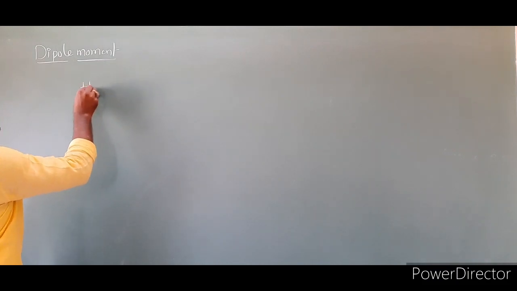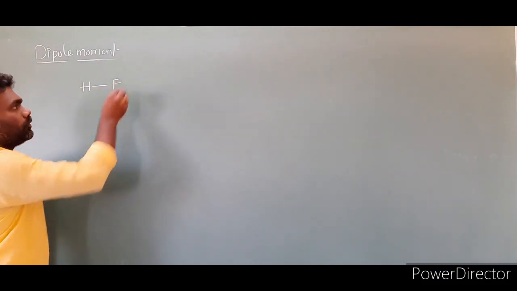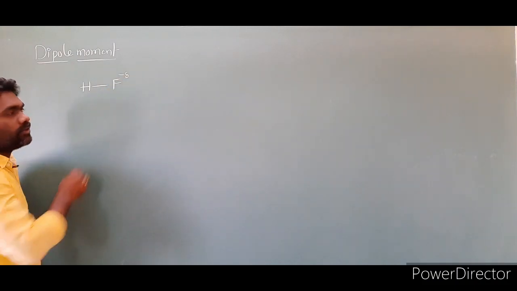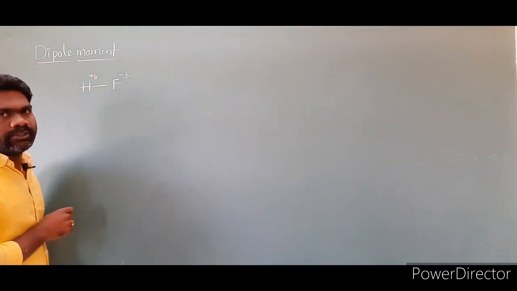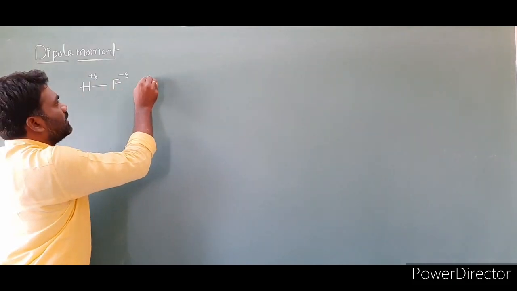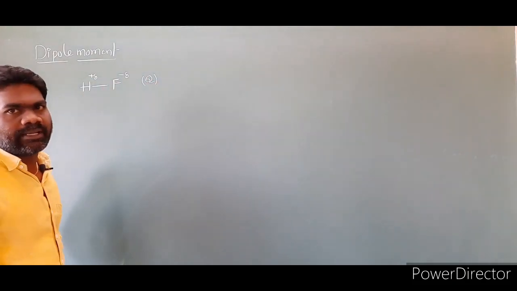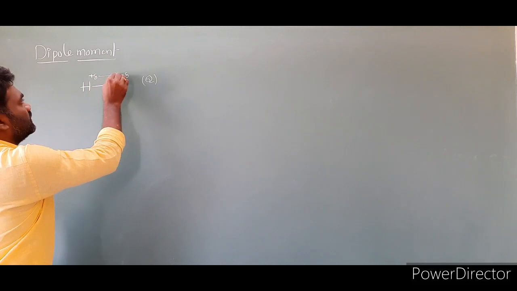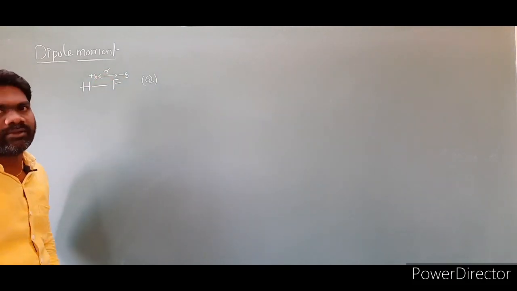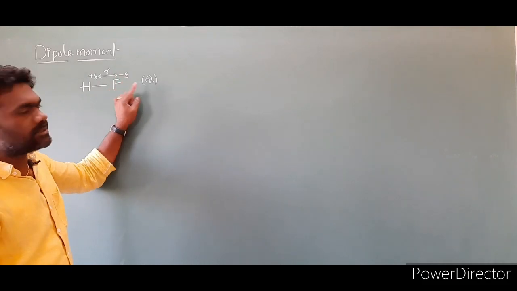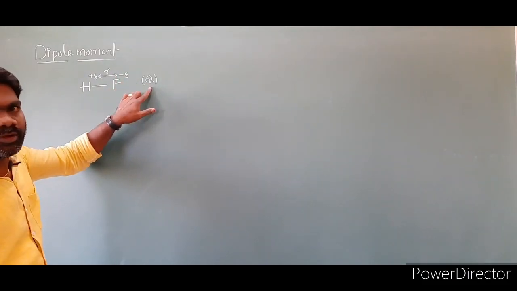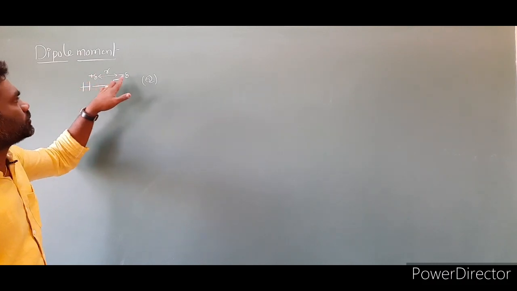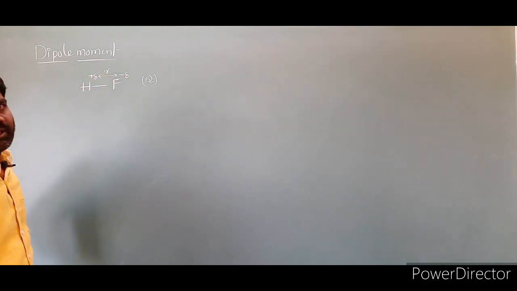Now let us understand the exact meaning of this statement by taking an example. I am taking the example of the HF molecule. So fluorine has a partially negative charge in this molecule and hydrogen has a partially positive charge. The magnitude of charge I am labeling as Q. The distance between the center of the positive charge and the negative charge, this distance I am labeling as R. By taking this, we can define the dipole moment as the product of the magnitude of charge and the distance between the centers of positive and negative charge R.